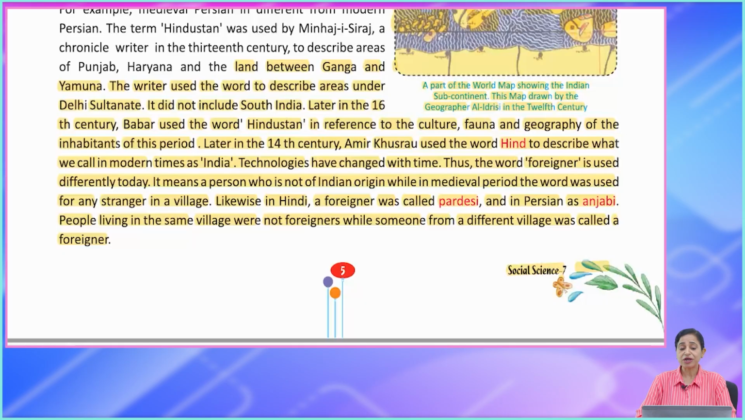In Persian, as Punjabi people living in the same village were not foreigners, while someone from a different village was called a foreigner.